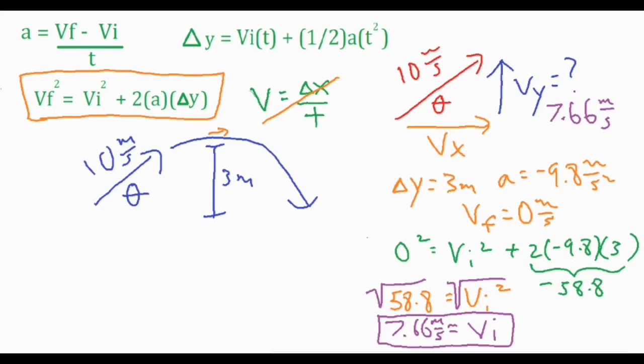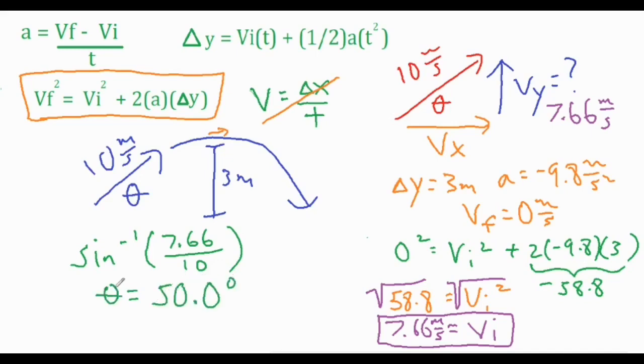So now that we have two sides of our triangle, what we're going to want to do is use an inverse trig function, and we're going to use the opposite side for the 7.66, and then the hypotenuse, so that would be the inverse of sine. So if we take the inverse sine of 7.66 over 10, that leaves us with our unknown angle. That's going to round off to 50.0 degrees.